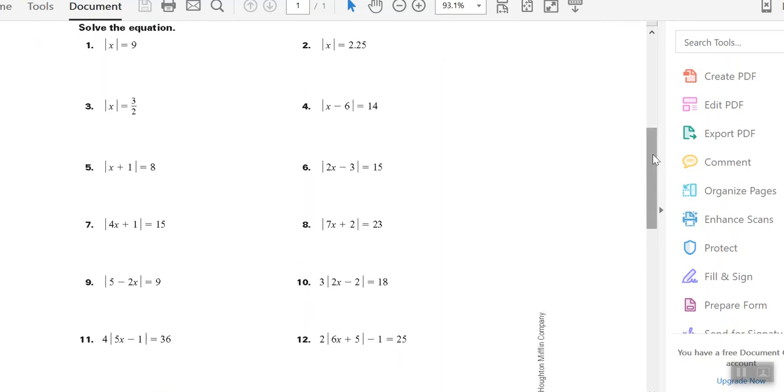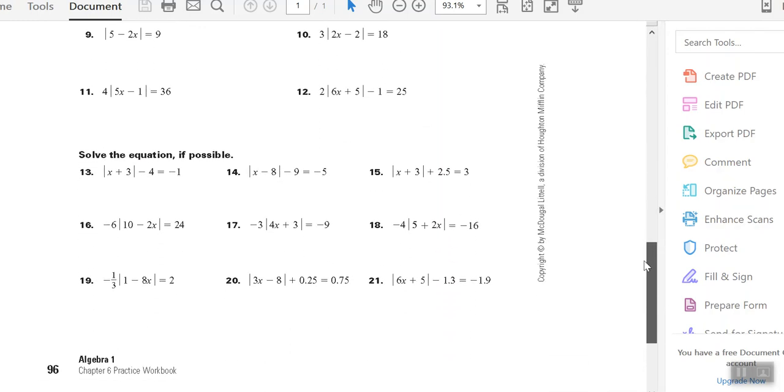Some things to know about absolute value. Absolute value, if you recall, forms into a V. If I was to graph them, they'd be a V on the XY coordinate plane. They will have two answers as long as the numbers on the right side are positive. Since this is algebra 1, they're all positive as you see here.